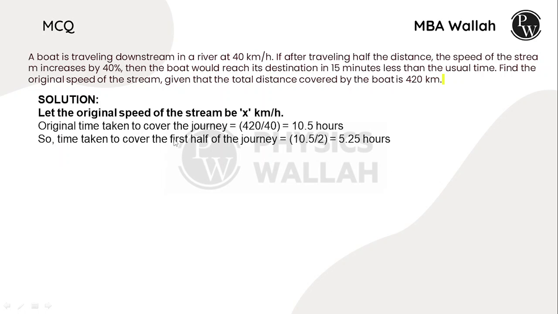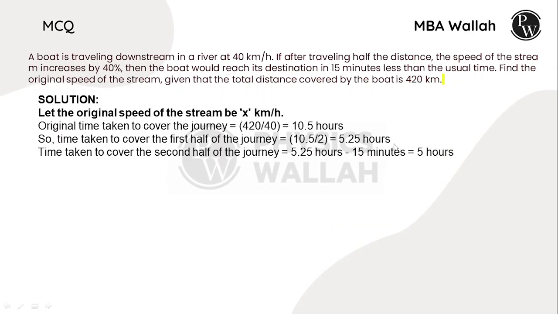So, to cover the first half of the journey, we are just dividing it by 2. So 10.5 by 2 equals 5.25 hours. Now, time taken to cover the second half of the journey. According to the question, if after traveling half the distance the speed of the stream increases by 40%, then the boat would reach its destination in 15 minutes less than the usual time.